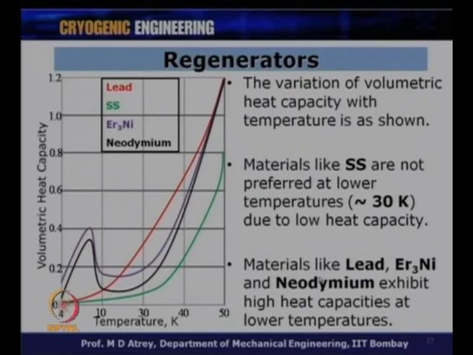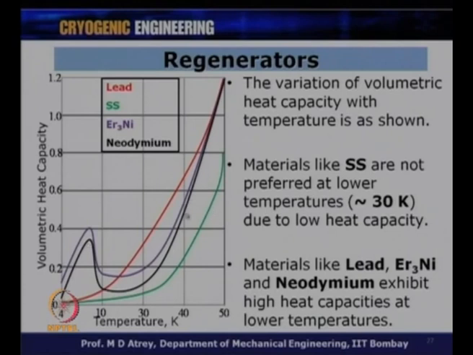So, material like lead can be used for second stage if I want to reach 10 Kelvin. But what happens if I want to reach 4 Kelvin? I cannot use lead anymore, I cannot use stainless steel anymore, but you can see these two curves having high Cp variation, and this is what I talked about. These are all rare earth materials or magnetic materials, and this is erbium 3 nickel and neodymium for example.